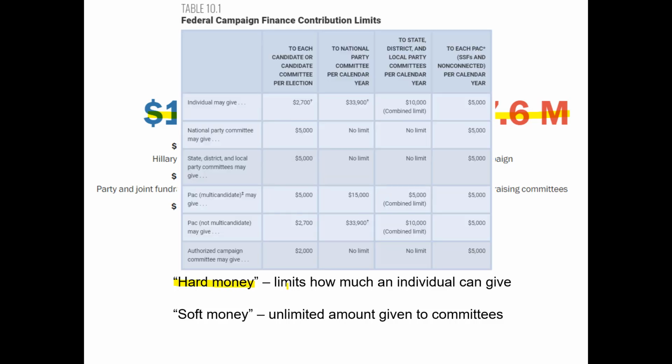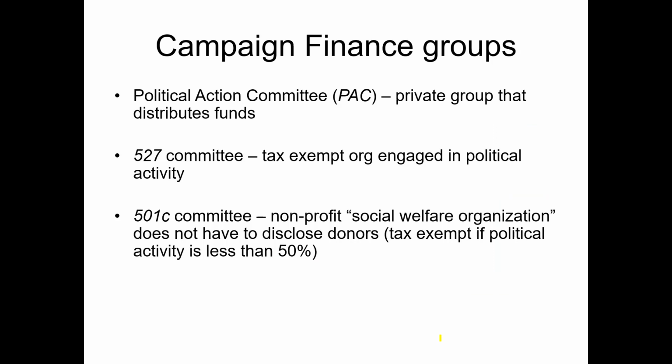We have a couple of different types of campaign finance. Hard money is considered the money where there's a limitation on how much an individual can give. That is in order to minimize the chances for influence that contributor would have over that individual candidate. Soft money is the amount where it's unlimited that you can give to committees or groups, that then would dole that out to more candidates.